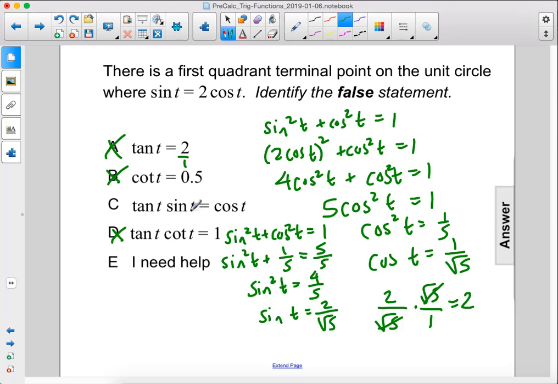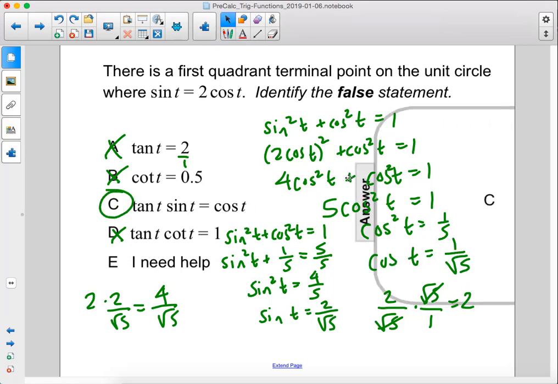Tan t times sine t, well, if we take tangent, which is 2, and multiply it by sine, which is 2 over the square root of 5, that just equals 4 over the square root of 5. That is not equal to cosine, which is 1 over the square root of 5. So this is the false statement. The answer is C.